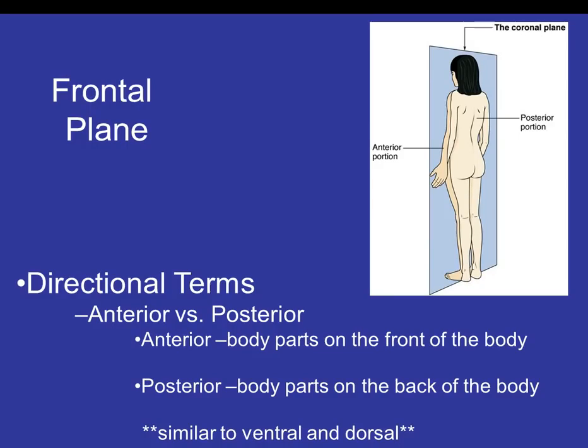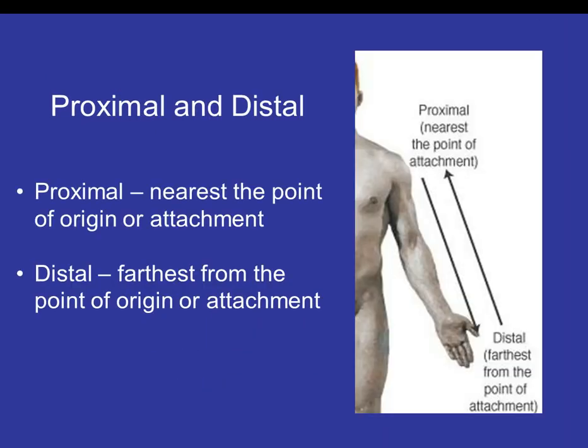So again, anterior and ventral both refer to the front of the body, and posterior and dorsal both refer to the back side of the body. So proximal and distal. Now whenever we talk about proximal and distal, most of the time we're talking about our appendages, meaning our arms and our legs.